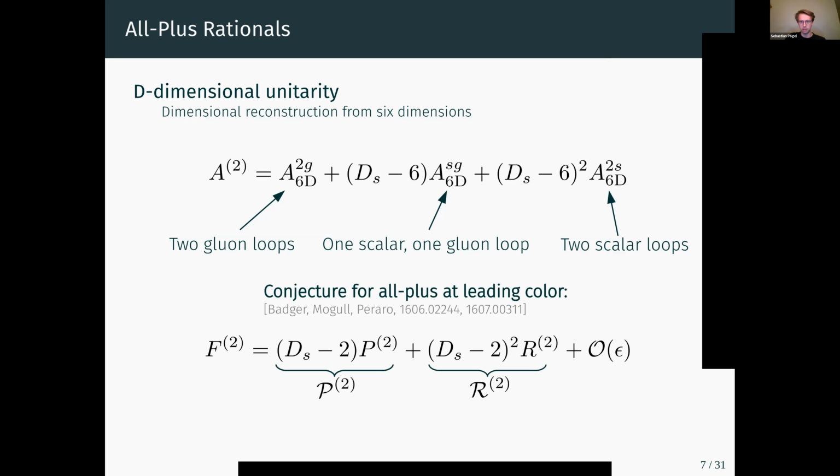And now the two constructions, of course, have to be the same. And we know that since ds squared is the leading coefficient, there must be a connection between the rational pieces of the all-plus and the rational pieces of these 6-dimensional amplitudes with two scalar loops. And so that means that it is actually sufficient to compute just the rational pieces of these amplitudes here to get information about the rational terms of the all-plus.